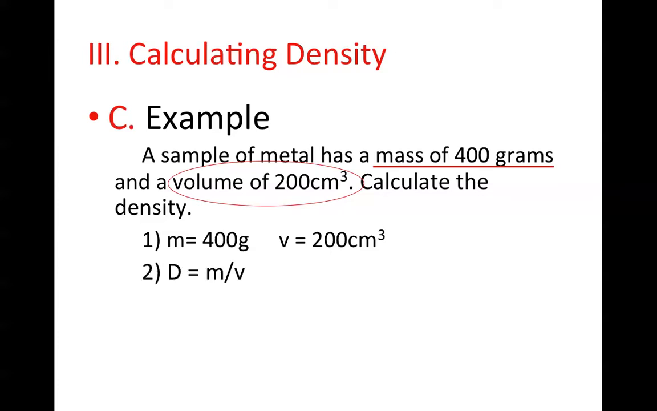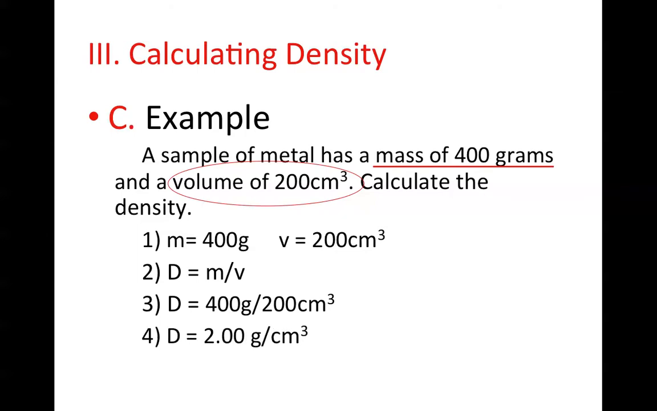Step 2, write down the formula. Density equals mass over volume. Step 3, you just plug in those numbers. So my mass, my 400 grams gets plugged in for the M, and my V, volume, my 200 cubic centimeters gets plugged in for the V. Okay, then we just use a calculator and we can solve the problem. These numbers are simple, so we can do it in our head, and you can find out that our density is 2.00 grams over cubic centimeters.